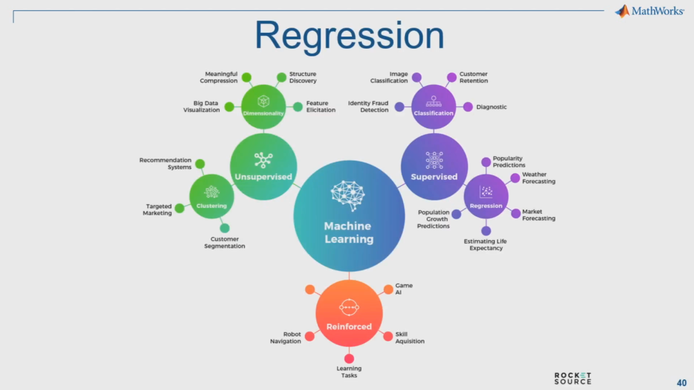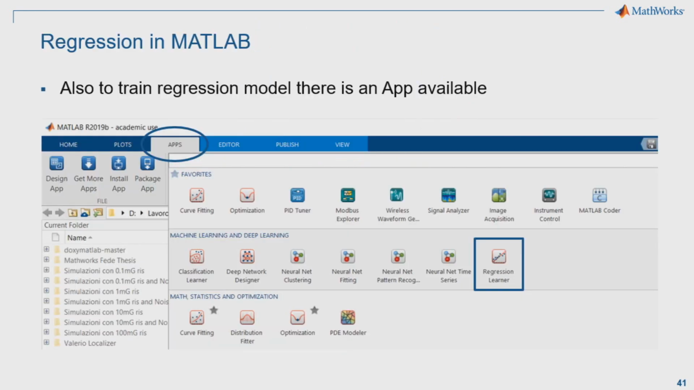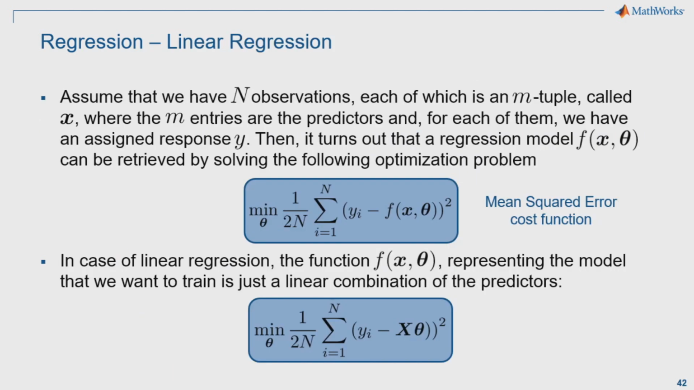When we talk about regression, if we move back to our big picture, we are here. And again, also for regression models, there's an application available, which is the Regression Learner. You can access the Regression Learner, as well as the Classification Learner, from the Apps menu. And then if you have the Statistics and Machine Learning Toolbox, you can locate the Regression Learner as one of the applications available to you. The easiest way to do regression is to do linear regression.